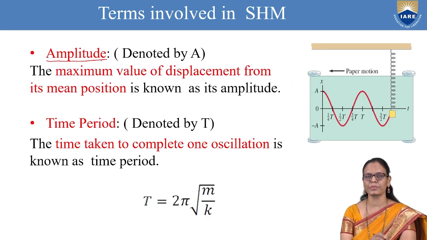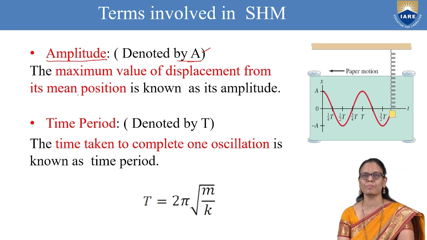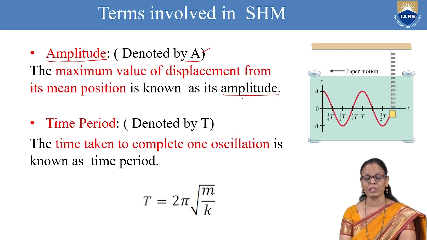Now coming to amplitude, which we denote by capital A. Amplitude is always denoted by capital A. The maximum value of displacement from the mean position is called the amplitude. The maximum value of displacement means, if the object starts from here, at 0 seconds it is here, and at T by 4 seconds it is here. Say at a time between 0 and T seconds, or I can say at 0.2 seconds, the particle can be somewhere here.